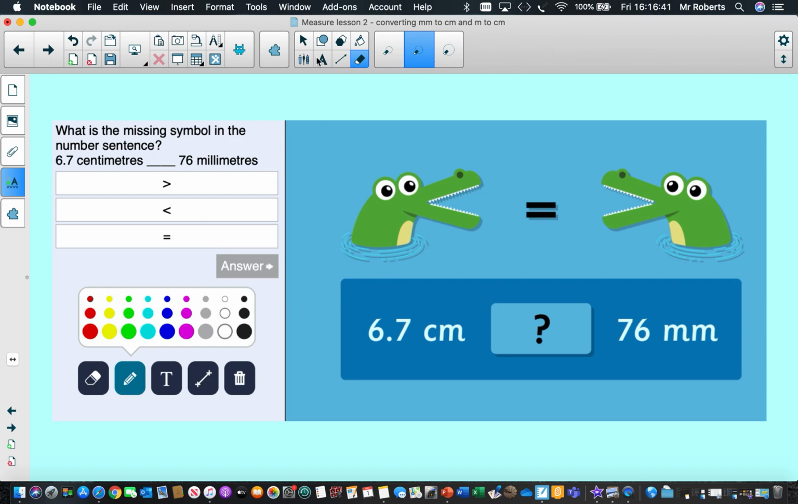So I end up with 67 millimetres. Oh, we'll put the millimetres this time. It's very hard to write on your screen. Okay, so I've got 67 millimetres. I can now see that 76 millimetres would be bigger, so I would be choosing the symbol that I've just drawn, because the crocodile always, you got it, the crocodile always eats the bigger number, and 76 millimetres is bigger than 6.7 centimetres.